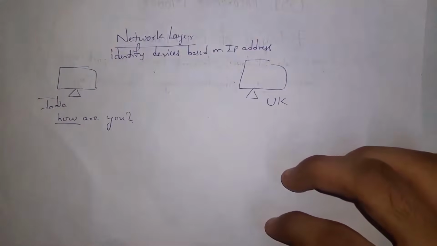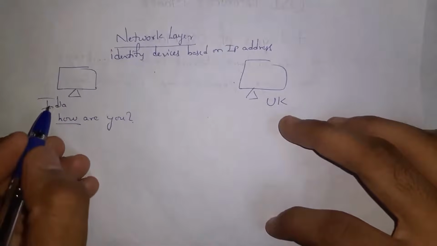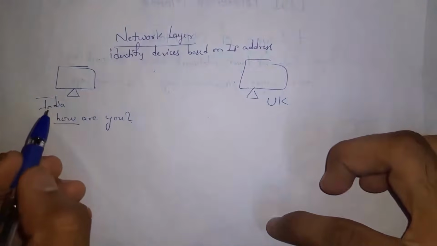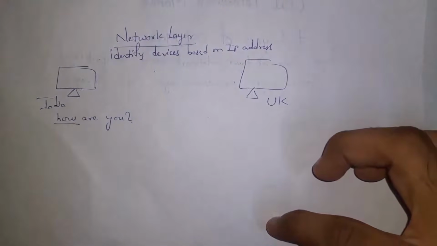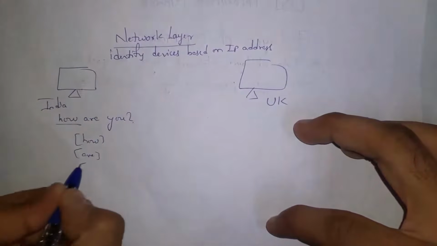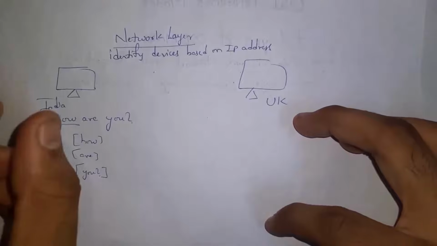Packets are nothing but pieces. For example, I want to send "how are you" to my friend who is in UK. So whenever I send the message "how are you", the data is divided into packets: "how" is one packet, "are" is one packet and "you" is one packet. So a piece of data is known as a packet.